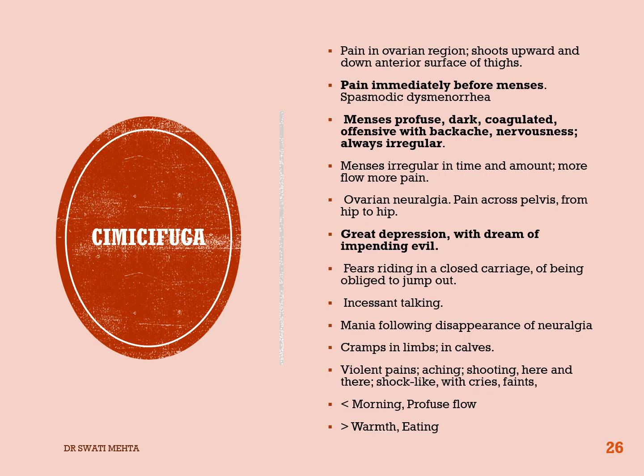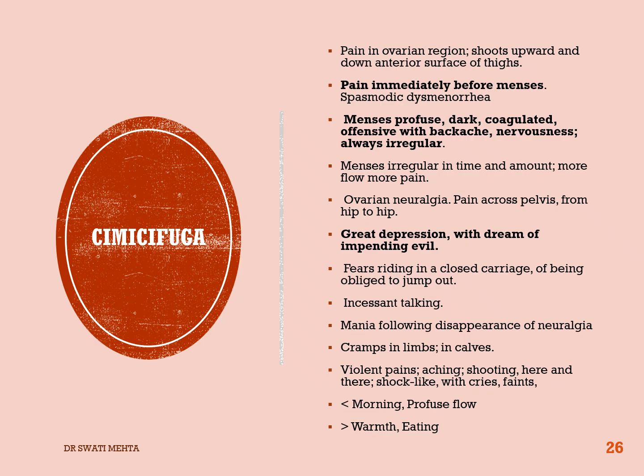Pain immediately before menses. That means this medicine is for spasmodic dysmenorrhea. Menses profuse, dark, coagulated. So coagulation is there, and we can consider this for congestive dysmenorrhea too. Offensive menses with backache, nervousness, and irregularity. Ovarian neuralgia is also found in this, and the patient has pain from hip to hip.